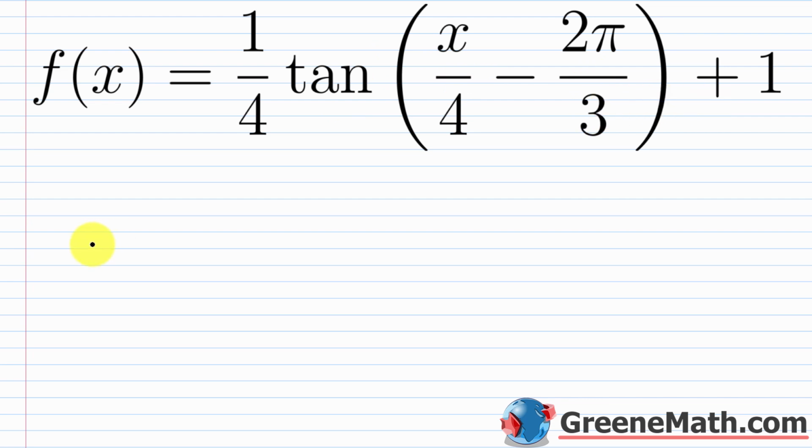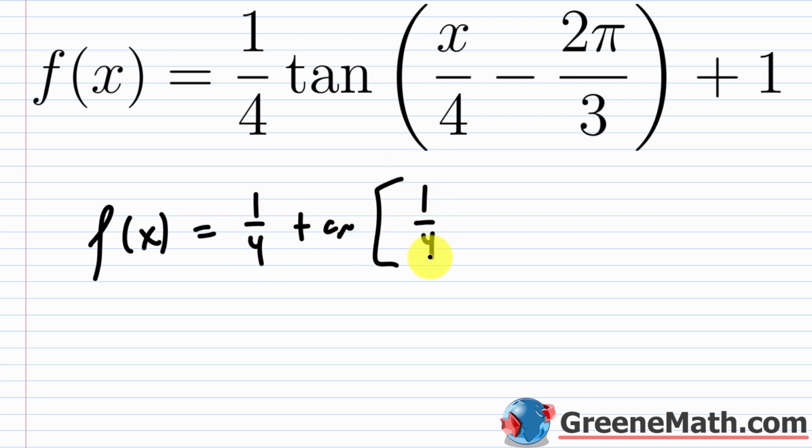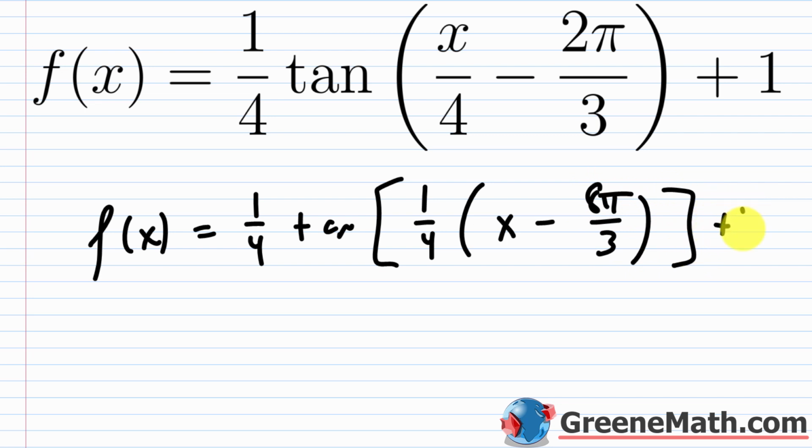So I'm going to factor it first, just so we can get that information. So f of x equals 1/4, and then tangent of, pull out a 1/4 there. Inside, you're going to have x minus, again, if I'm pulling out a 1/4, how do I undo that? How do I undo multiplication by a fourth? You multiply by 4. So 4 times 2 pi would be 8 pi, and this is over 3. Close that down, and then plus 1. 1/4 times x is 1/4 x, or x over 4, minus and minus. 1/4 times 8 pi over 3, 8 divided by 4 is 2. So you'd have 2 pi over 3, which is what you have there.